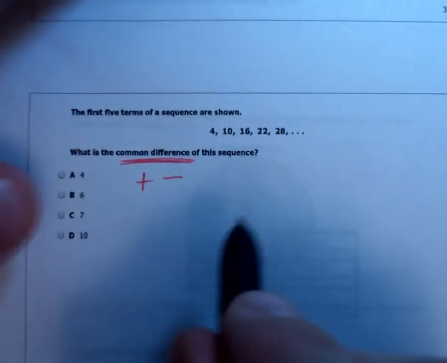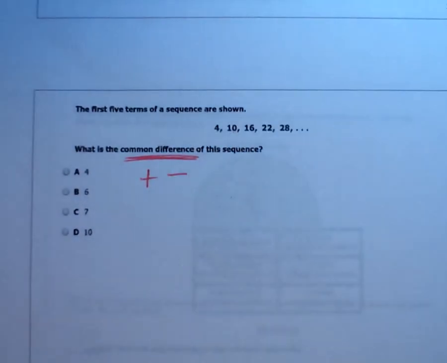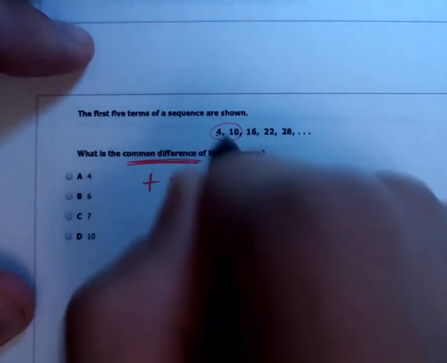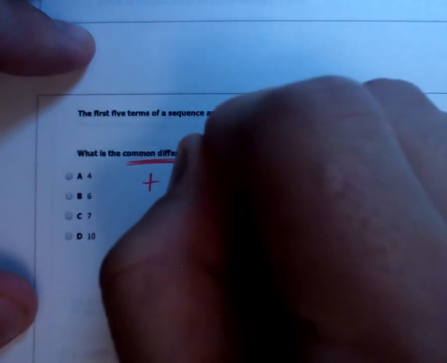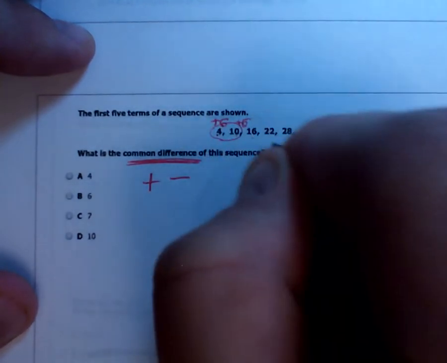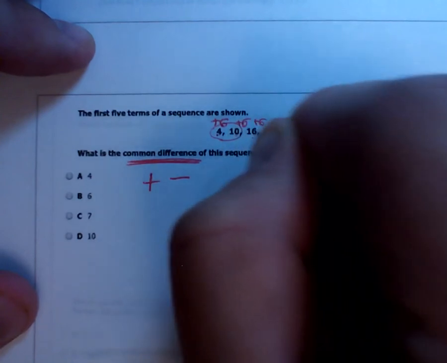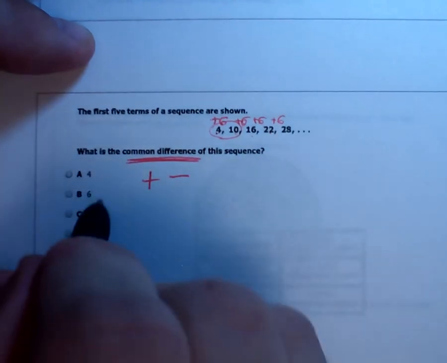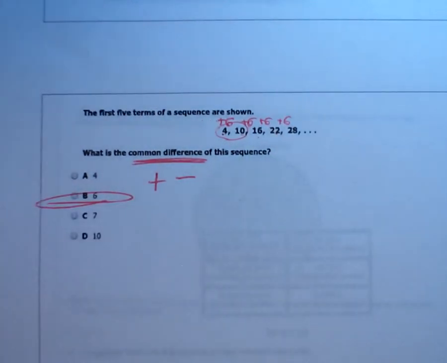So you can look at this and know 4 times something does not equal 10. It would have to be 4 times 2.5. They're not going to have you guys do that. So you can look at this and go, this is definitely addition. You could just take the first 2 and subtract big minus small. 10 minus 4 is 6. So 4 plus 6 is 10. Plus 6 is 16. Plus 6 is 22. Plus 6 is 28. So common difference is 6. Done. It's going by 6s.